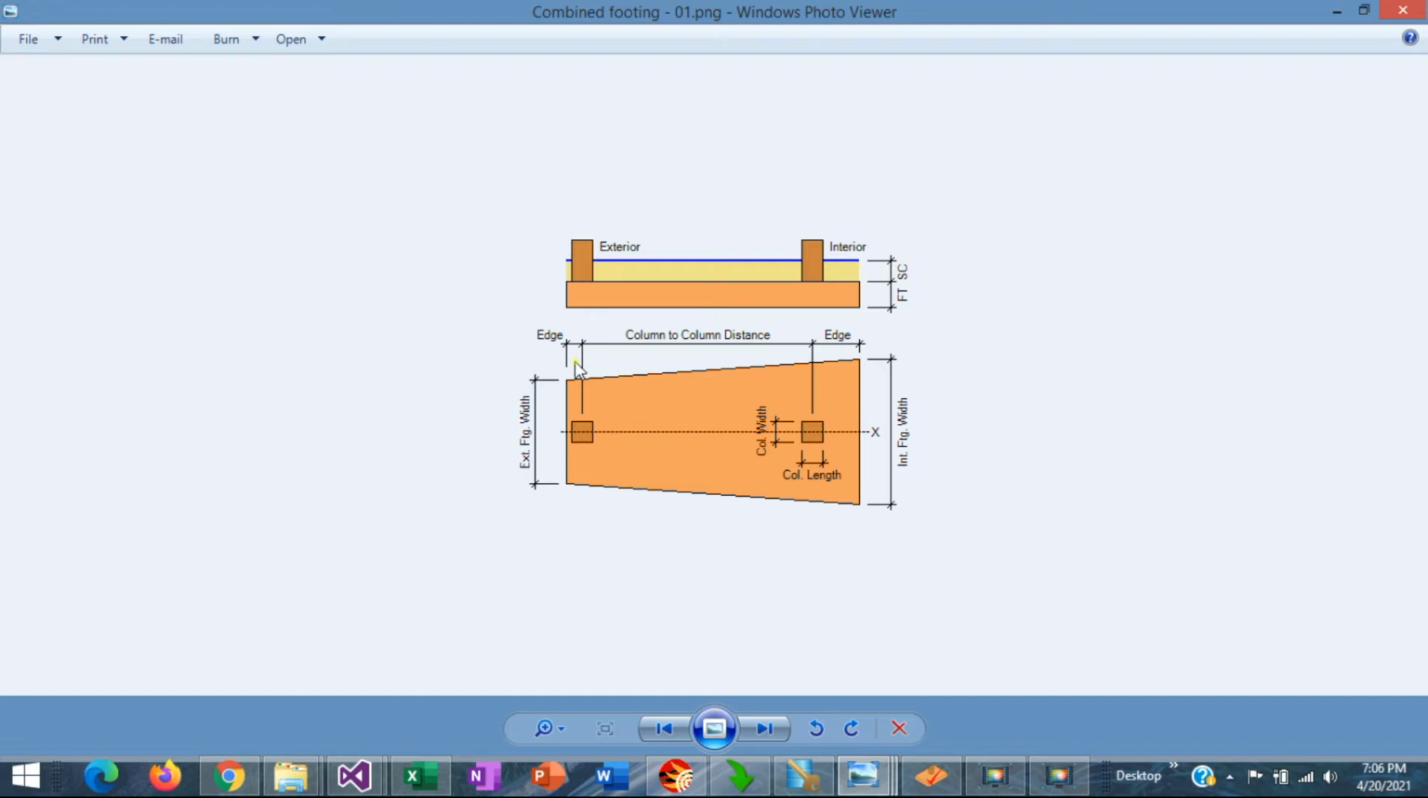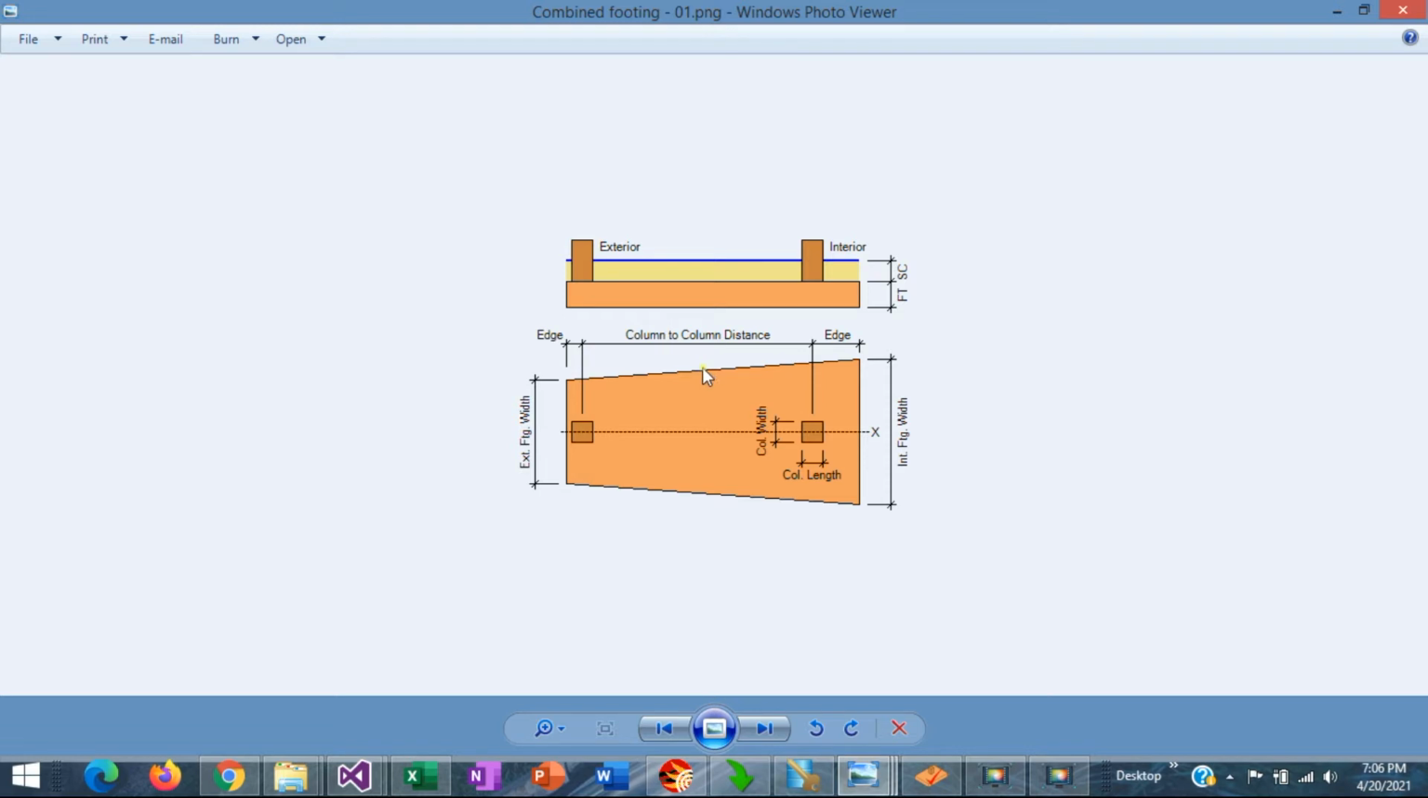One is when the property line exists close by an exterior column, as in this case. So a normal isolated spread footing would be eccentric and would tend to tilt and overturn. So this problem can be prevented by supporting this exterior column together with the adjacent interior column in a building in a common footing. It's called a combined footing.